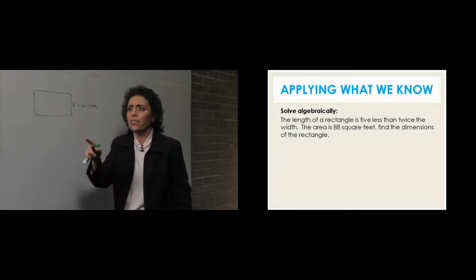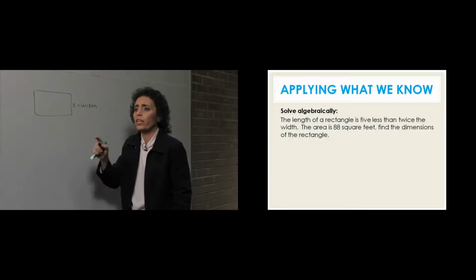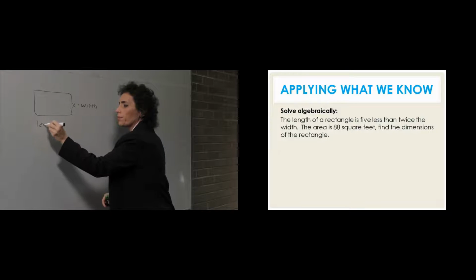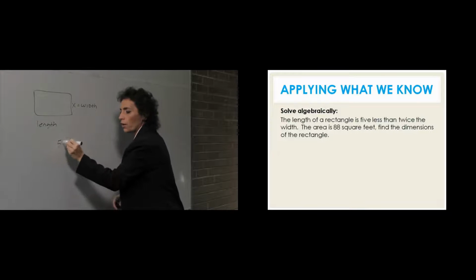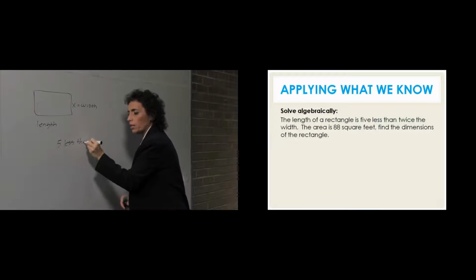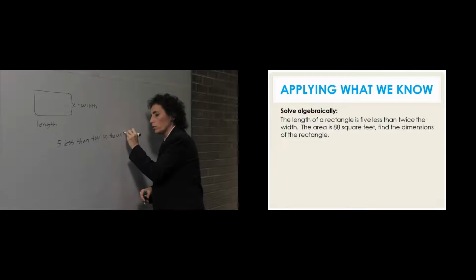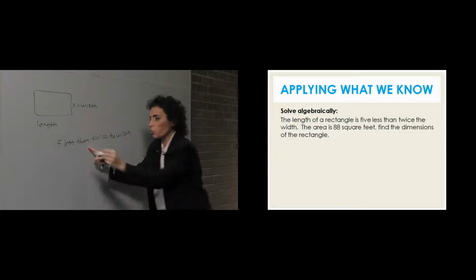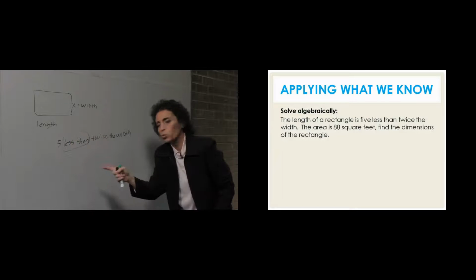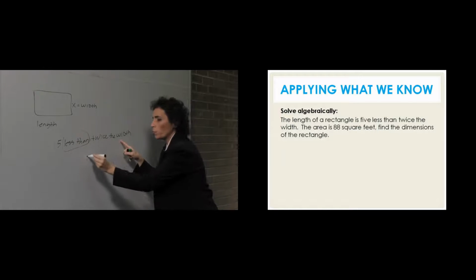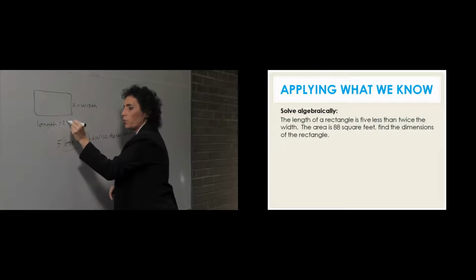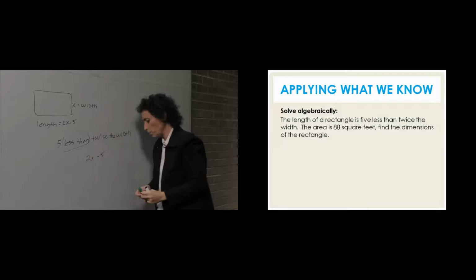Now I know the length is 5 less than twice that. So the length is 5 less than twice the width. Okay, remember this word less than. Less than tells me to switch the order. So twice the width would be 2x minus 5. So the length is 2x minus 5. That's what I know. Okay?